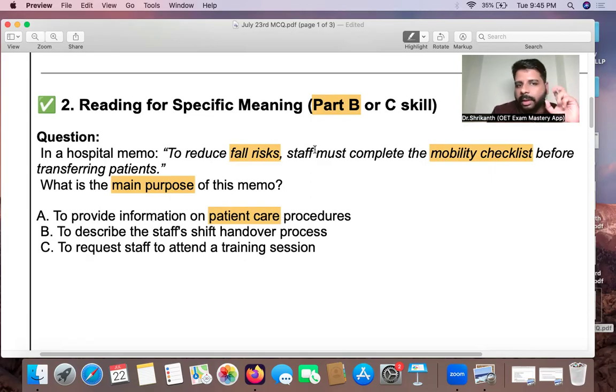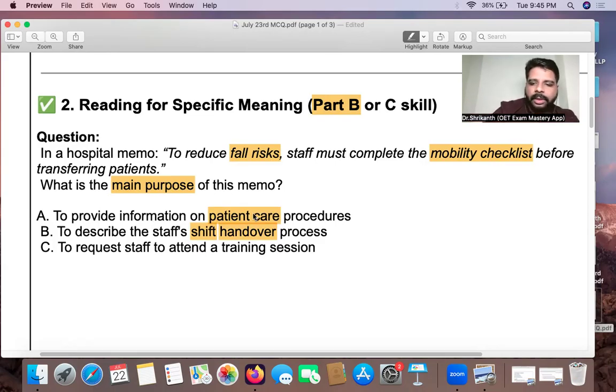So this is how tricky the OET can be. Okay, so now over here, to describe the patient's shift handover process, again, that is not the reason. So when you read a statement, if it's a purpose type question, you really have to reflect. So you must never be in a hurry over here. You must actually think, reflect, and then come to the right answer option. Okay, so very good. Everyone who has participated, good job.